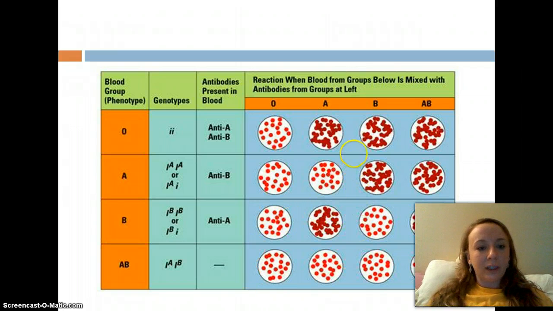This is how we show these genotypes. This is a little bit different. If we're O, there are 2 lowercase i's. For A, we use capital I's and then the subscript A. For B, capital I's, subscript B. This is going to take a little bit of getting used to because you're used to using just one letter, lowercase or uppercase.